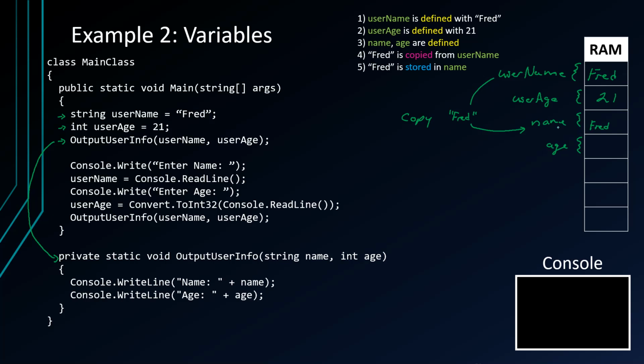Now the next couple of things do basically the same thing for user age. User age is copied, and then it is stored into the age variable.